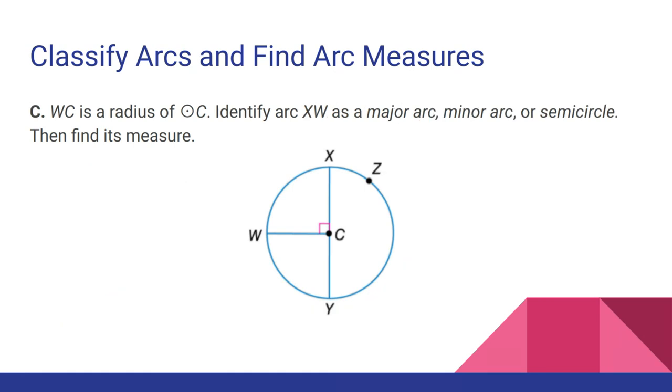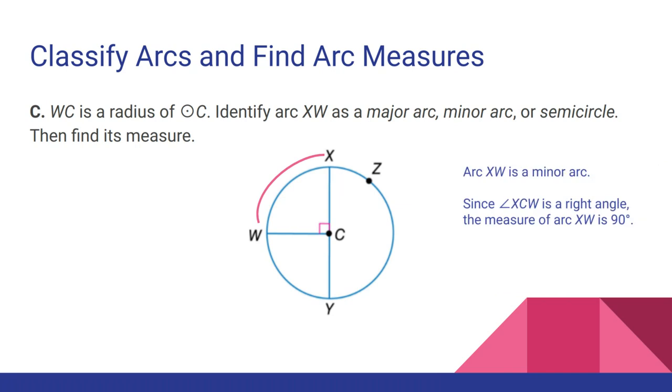In our last example here, we are now identifying arc XW as a major arc, minor arc, or semicircle, and we're going to find its measure. So XW is this arc right here. Notice that it is a minor arc because its measure is less than 180 degrees. And since the angle XCW is a right angle, the measure of arc XW, our arc there, is 90 degrees.